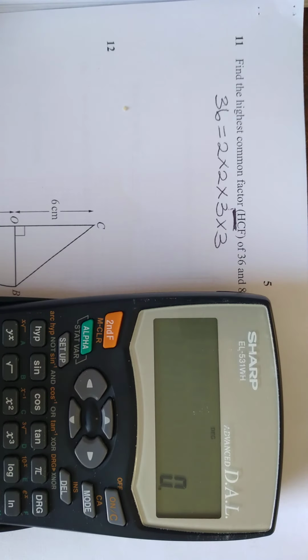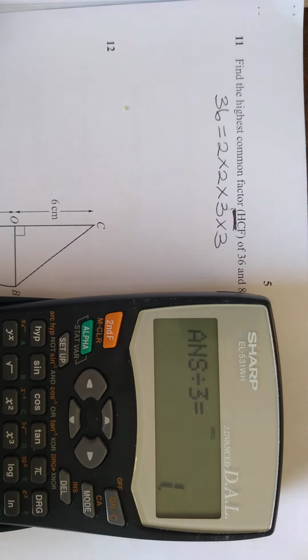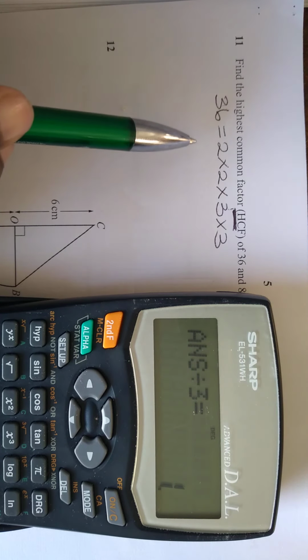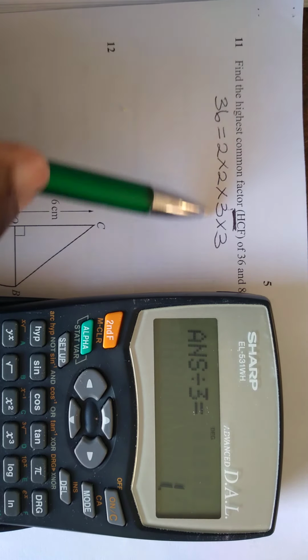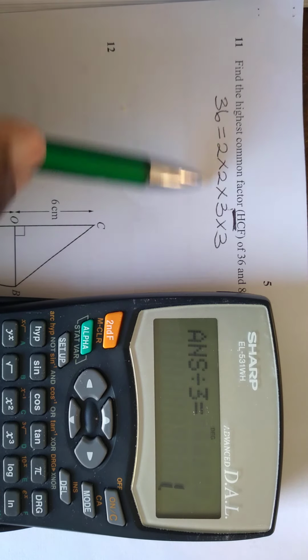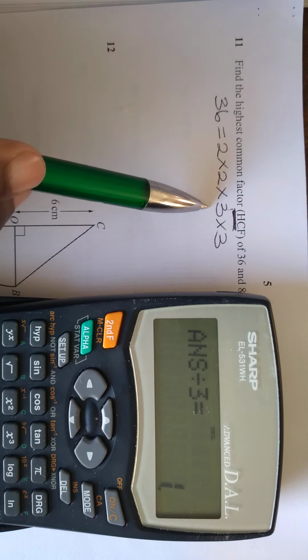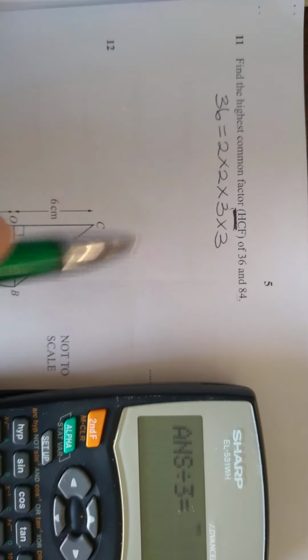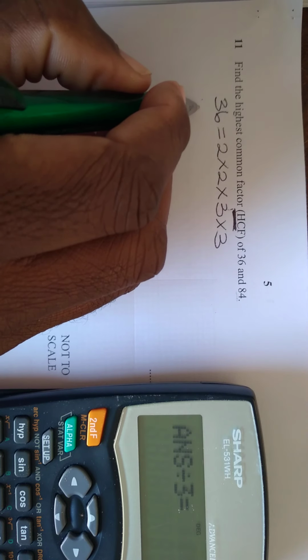We know that we have 36. So if we divide 36 by 2, we get 18. Divide by 2, we get 9. Divide by 3, we get 3. Divide by 3, we get 1. So all the numbers that I was dividing by, they are all factors of 36. And all those factors, remember, they are prime factors. So don't make a mistake of writing any other factor which is not a prime number. They should be prime numbers to avoid repetitions.